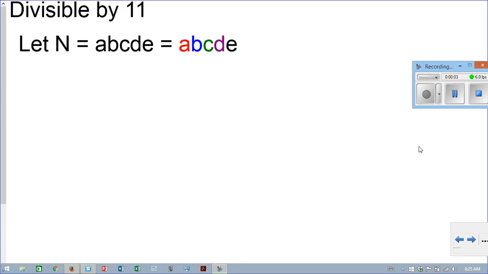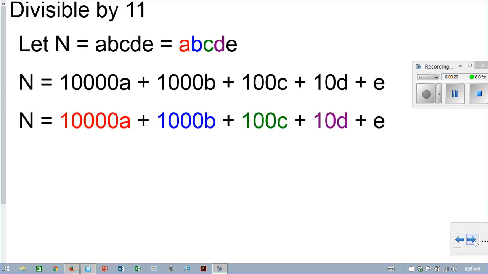Okay, now let's consider the divisibility rule of 11. So here I'm starting out with a 5-digit number. A's in the 10,000, B's in the thousands, and so on. So I'll go ahead and do my expanded form, just like we've done the expanded form in the past and the other ones.